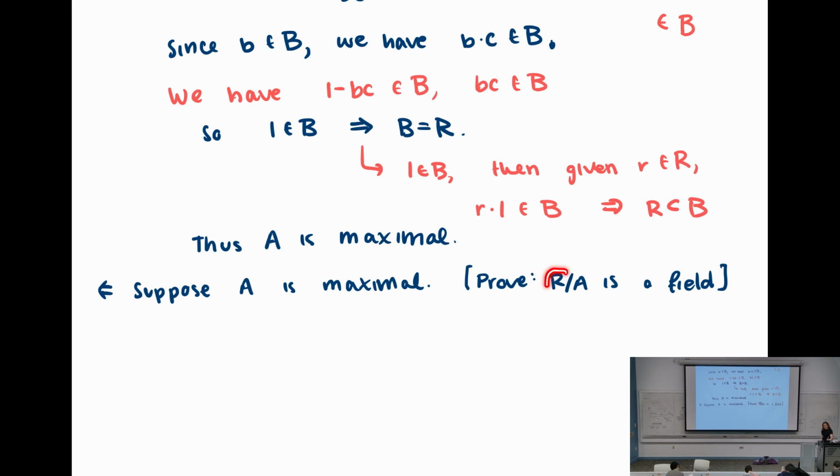If R is commutative, then R mod A will also be commutative just by the way the multiplication was defined. And the unity in R will still be the unity in R mod A. So this is a commutative ring with unity. And so to prove it's a field, we just need to show that non-zero elements have multiplicative inverses.